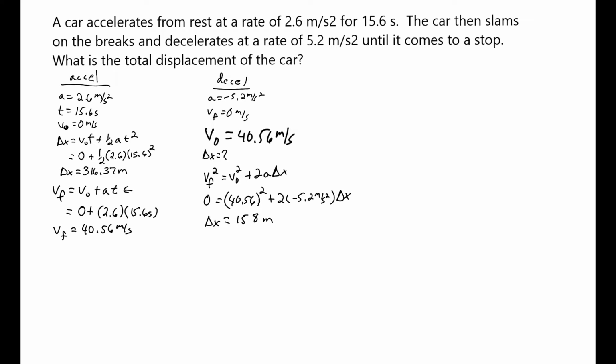So to get our final answer, we just add those together. So we do 316.37 plus 158. And what's our final answer here? What is it? 474. Point something. 475 then. Alright. Any questions about that one?